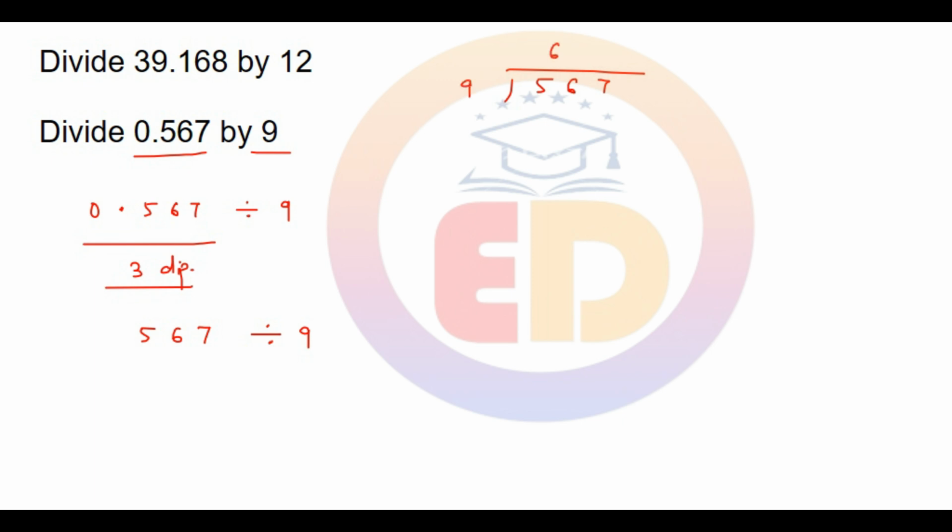9 sixes are 54. Subtracting, I get 2. Take the 7 down. 9 threes are 27. Division is complete. My answer is 63. But this is not the final answer. Now we have to make it a 3-digit decimal number, or a decimal number with 3 decimal places.